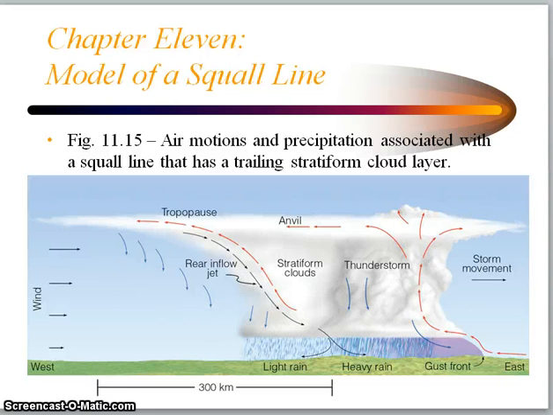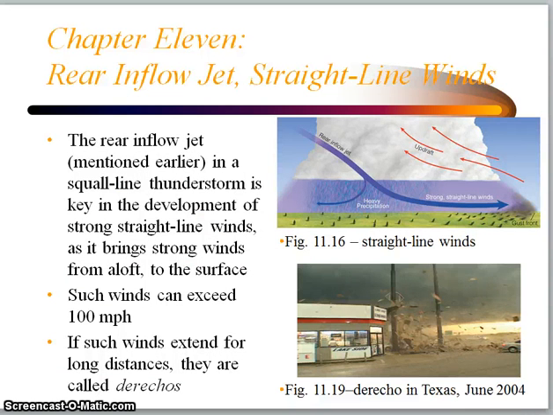Because you get lighter rain behind it, which tends to evaporate before it reaches the ground, and that can enhance that rear inflow jet, which can slam down on the surface and really enhance that gust front out on the eastern side of the storm, assuming that the storm is moving from west to east. Here's a closer schematic of straight line winds.